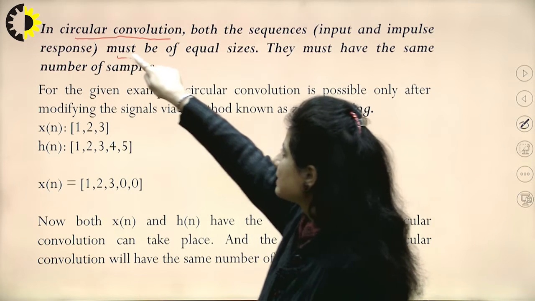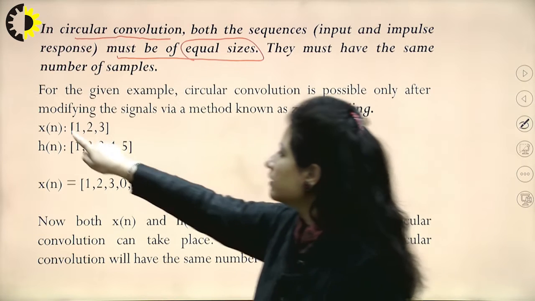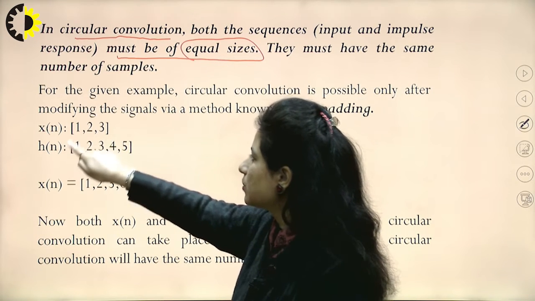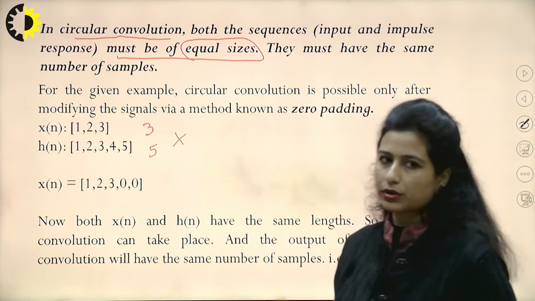These two lengths may or may not be equal in linear convolution, but particularly for circular convolution, the lengths of the two sequences must be equal. That means if the two sequences have lengths 3 and 5, then I cannot perform circular convolution.